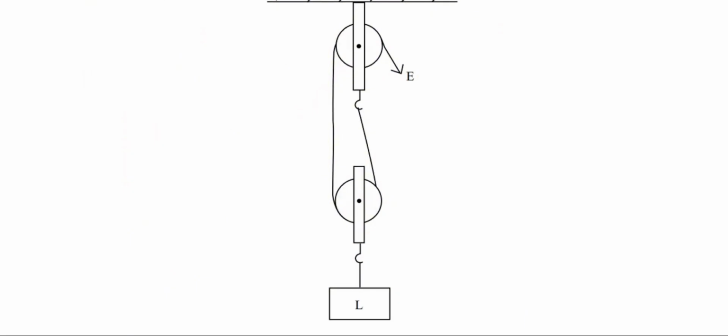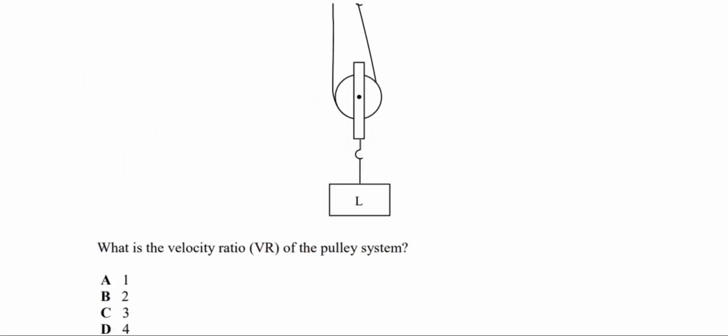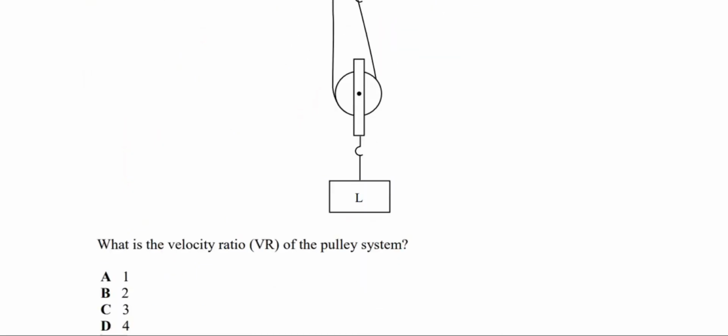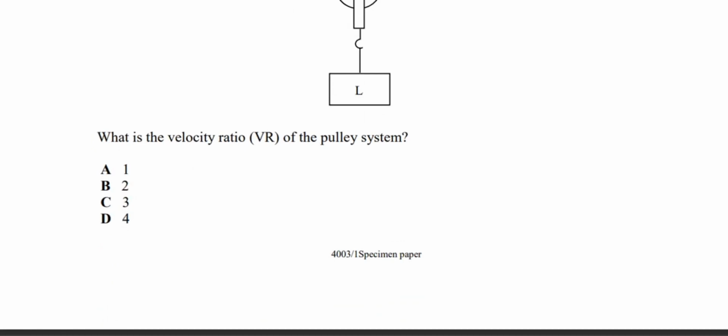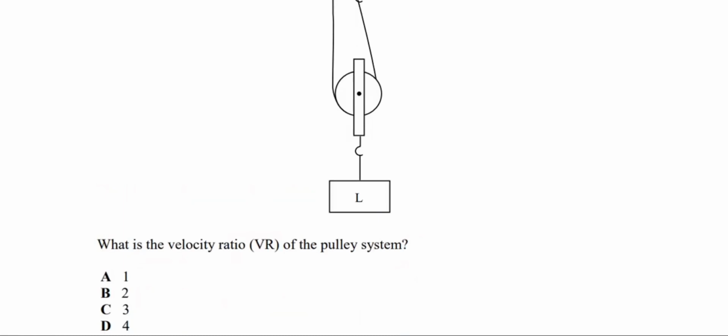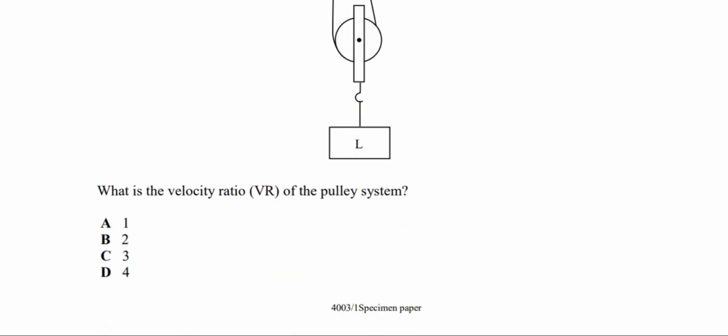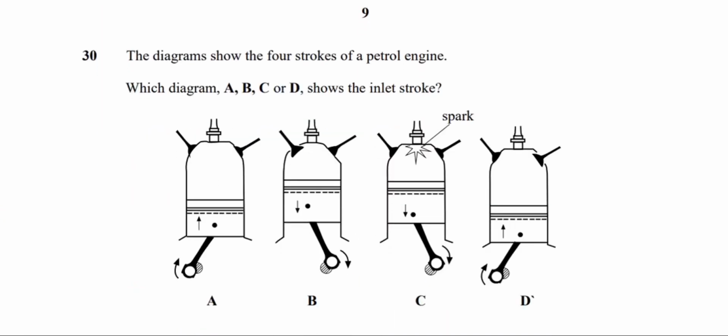Question 29. The diagram shows a pulley system. We have two pulleys here. This is the load, that is the effort. The velocity ratio of the pulley system is found by counting the number of pulleys. In the system we have 1, 2. So the number of pulleys gives us the velocity ratio. So it's 2 here.